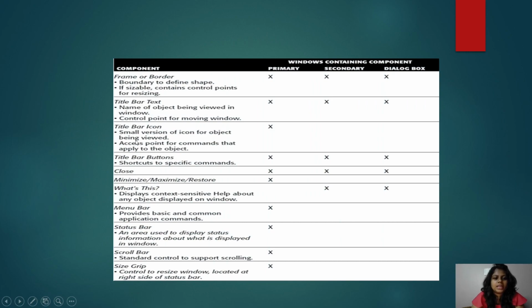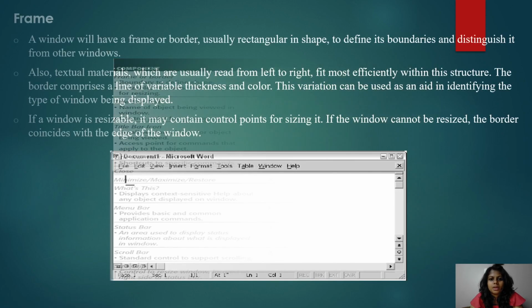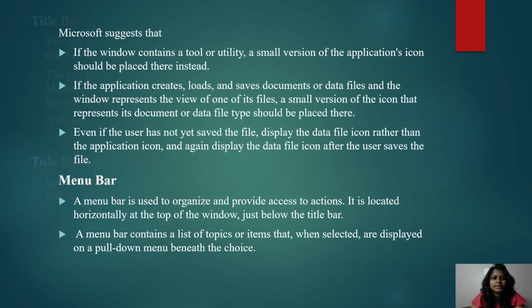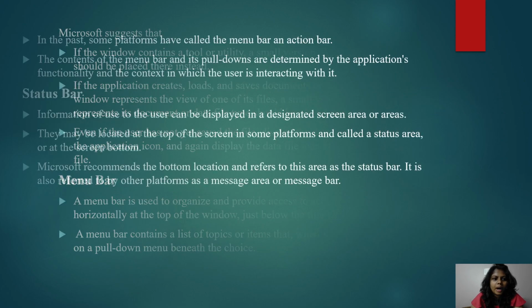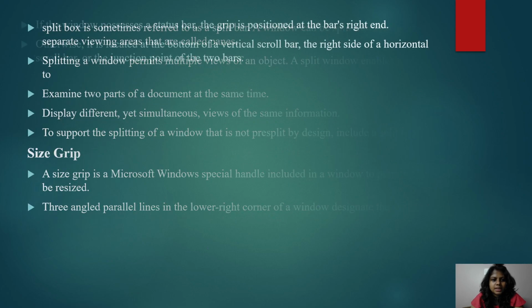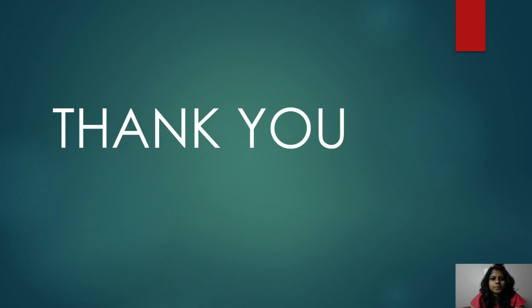As we can see in this table, the frame or the border is not included for the primary and secondary dialog box, while the title bar is not included for the primary and secondary dialog box. And further, the details of this are included in this table. And we studied each of these components in detail, like the title bar, then menu bar, then status bar, scroll bar, then size grip. That's all in today's video.